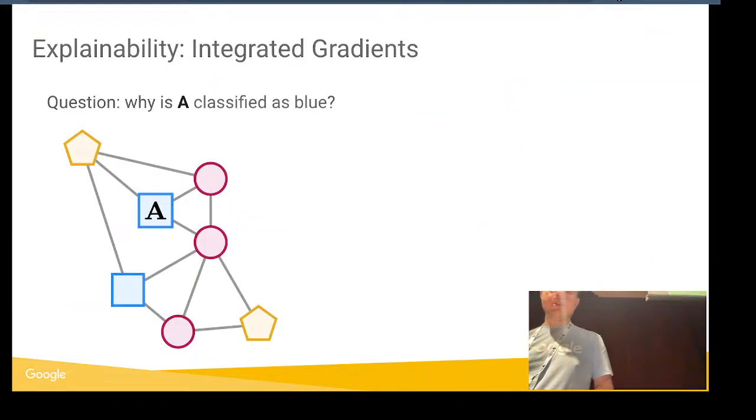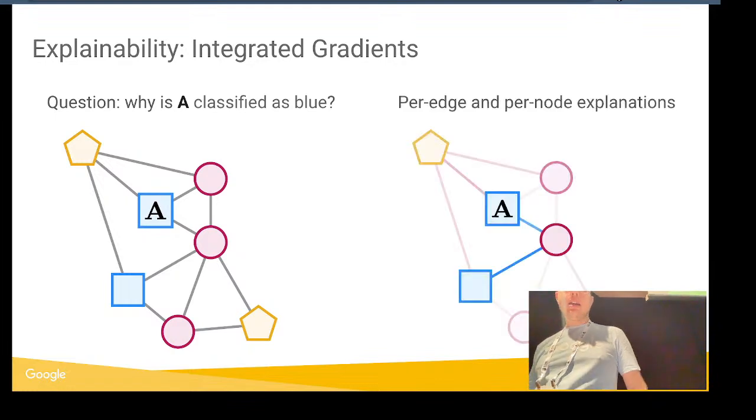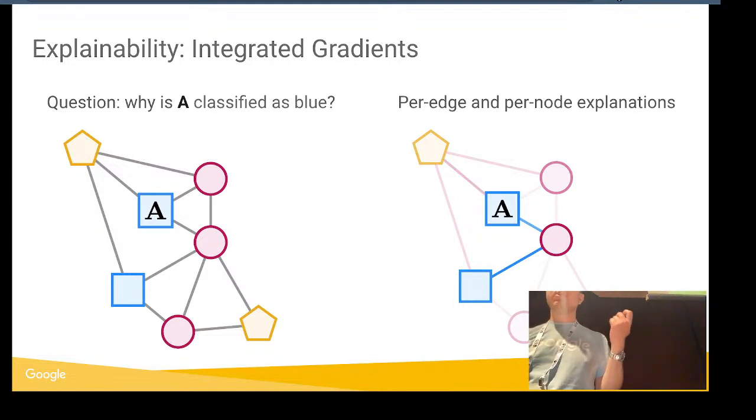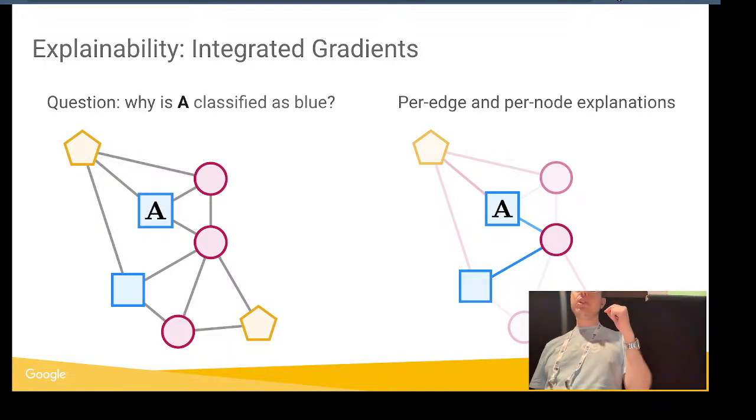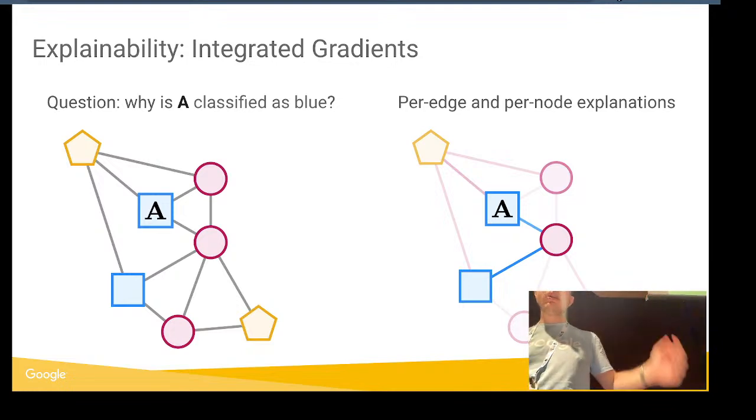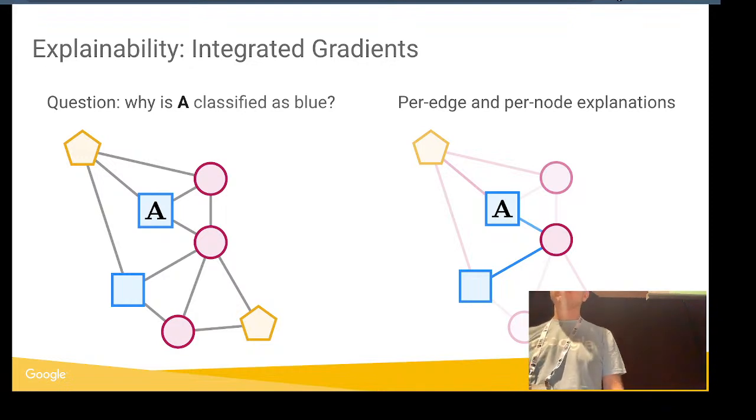We also offer a bunch of explainability stuff. In this particular scenario, the node A in the middle is classified as a blue square, and we can find out the path to it via integrated gradients, which provide us with per-edge and per-node explanations. Here I plotted per-edge explanations, but nodes are also shaded in a slightly different way, and we can see that this node, the circled node in red, is the most important node for this prediction.